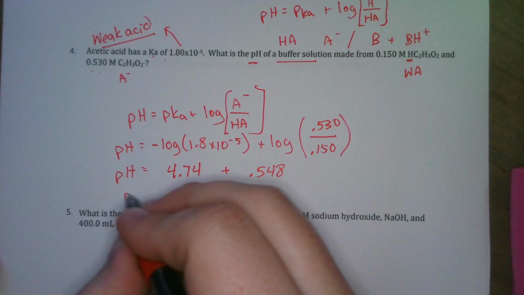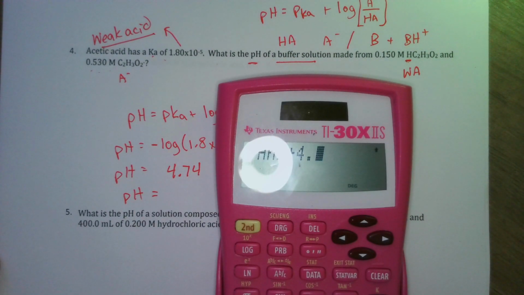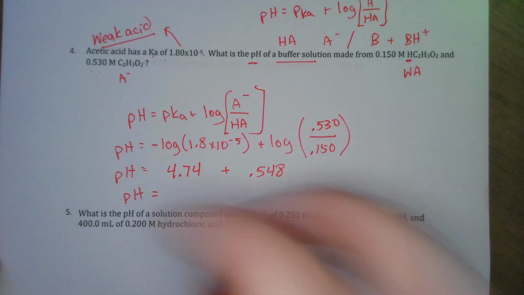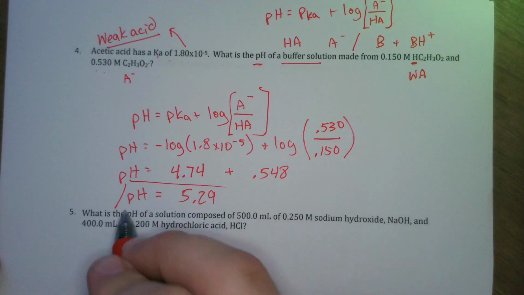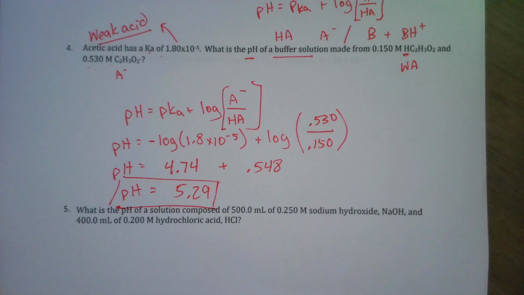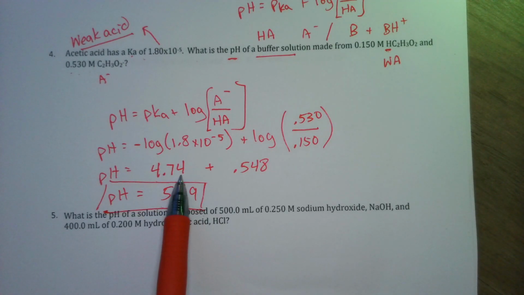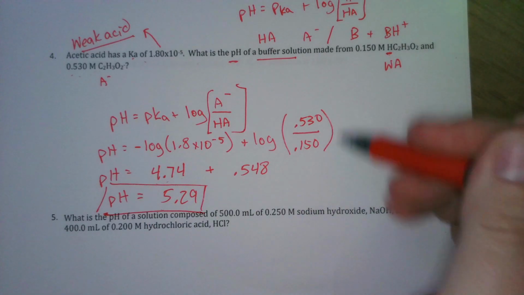And now I just add those numbers together. I get 5.29 as my final pH. Okay, that number makes sense to me. This over here, 4.74, that's my pH when I have the exact same amount of acid and base.